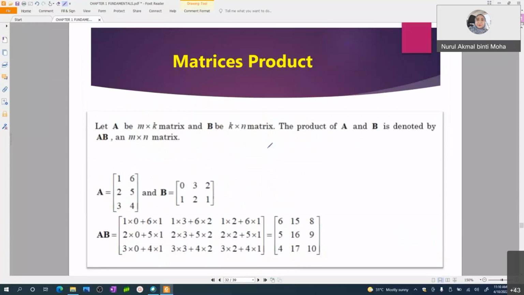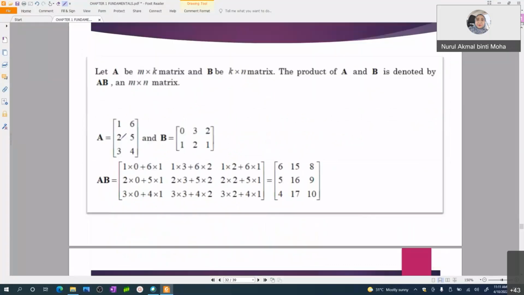For the matrix product, it must satisfy that, let's say this is a 3 times 2 matrix, and B is 2 times 3. The number of columns of one matrix must be equal to the number of rows of the other matrix. They must be equal. So in this case, the two here are equal, then you can do the product.